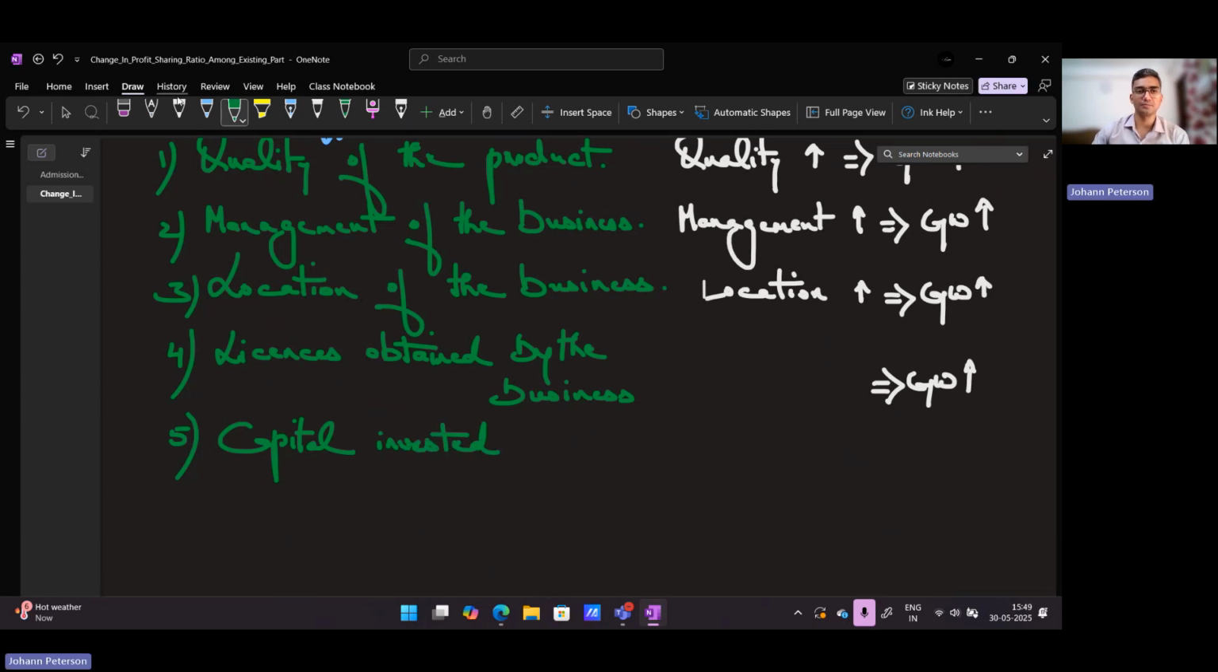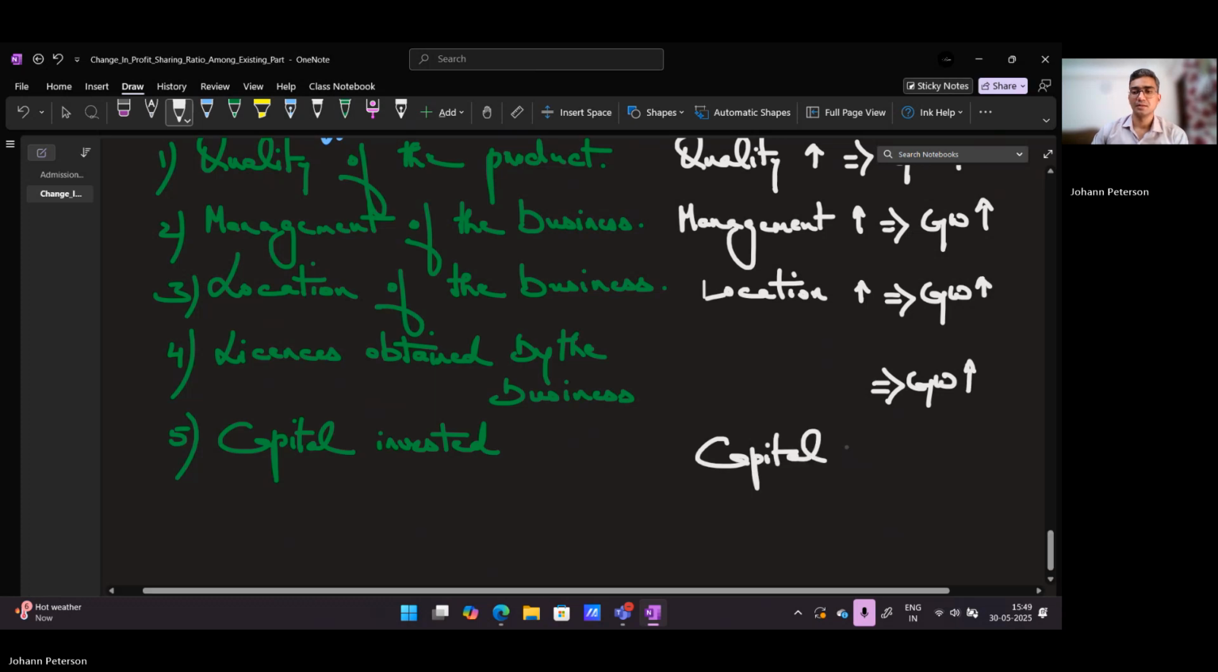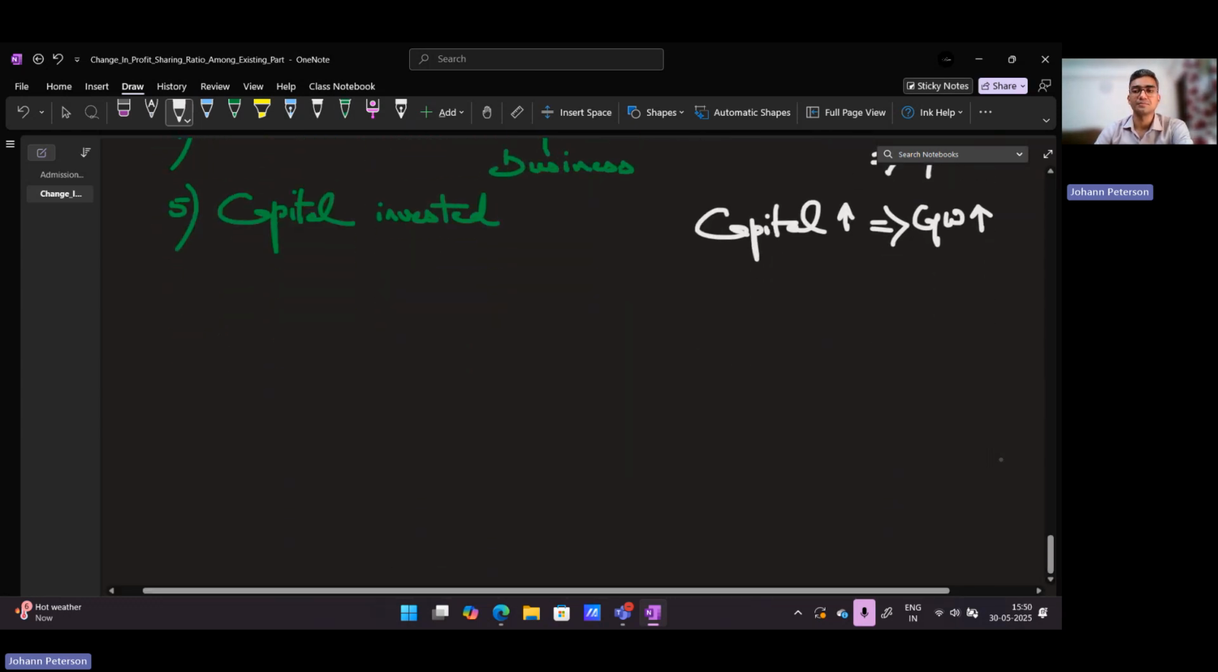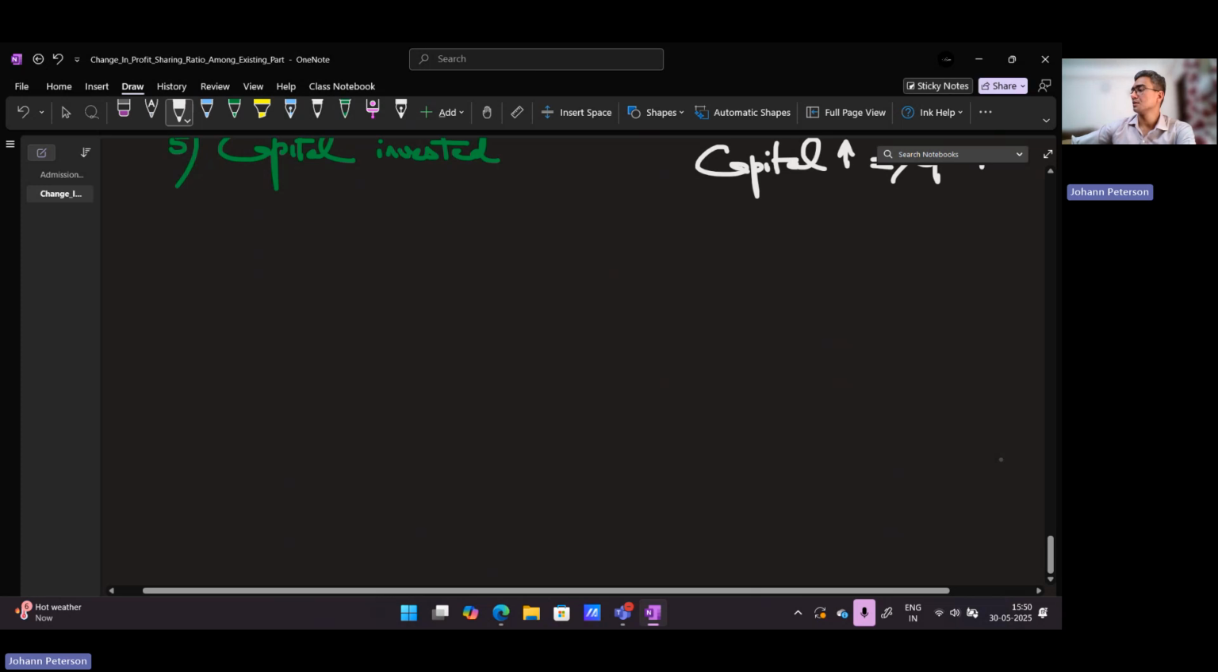The more the capital is, it implies I will have a higher goodwill, because people think the more the money invested by the proprietor in the business, that business would be doing well, or that business has sufficient amount of money to carry itself on. So this is another factor. These are a few factors which we can keep in mind when we are considering the goodwill of a business.